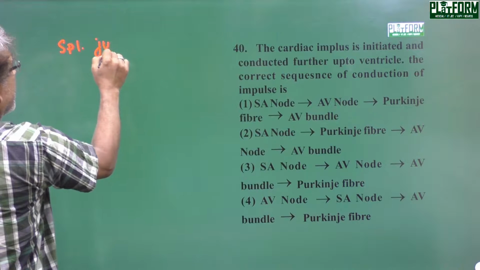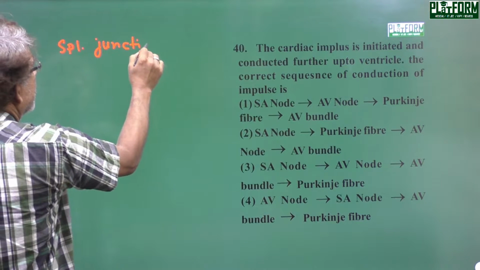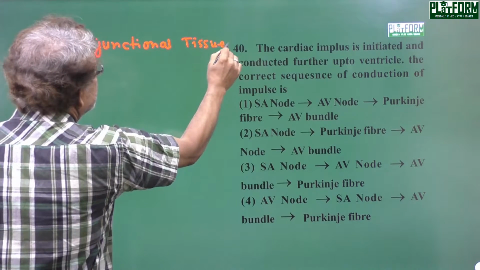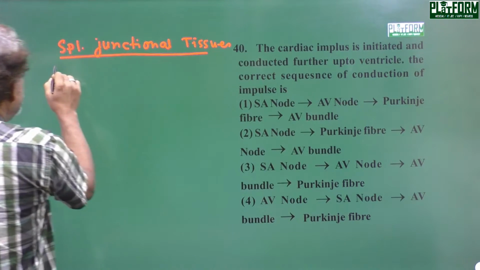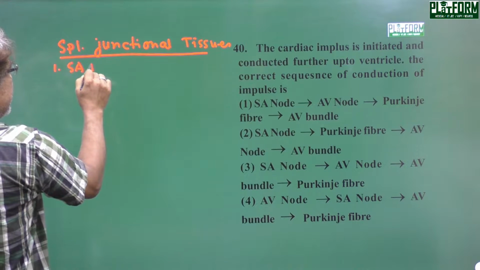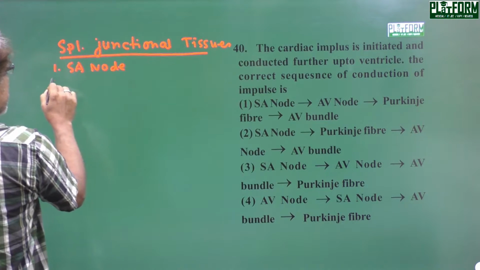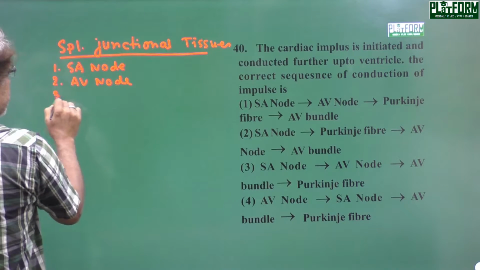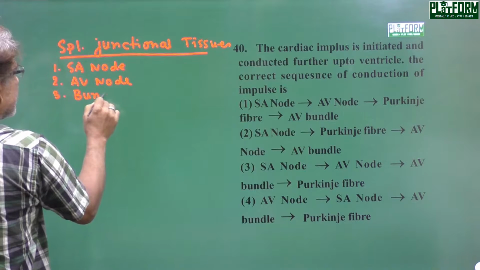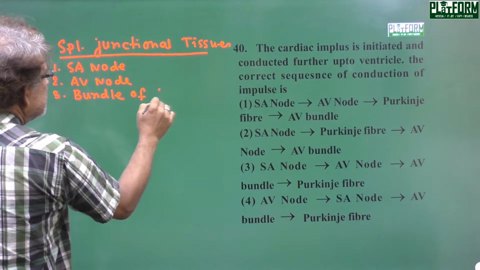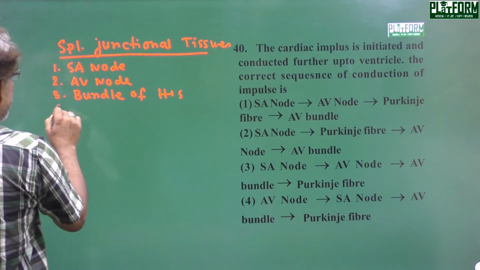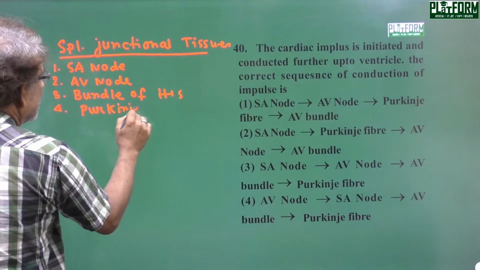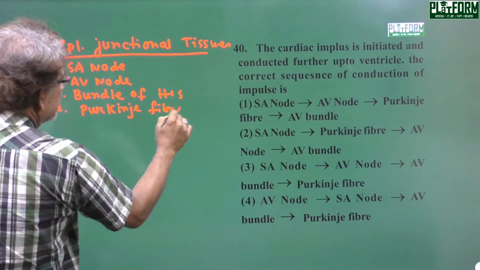special junctional tissues. Number 1, SA node. Number 2, AV node. Number 3, bundle of His. Number 4, Purkinje fibers.